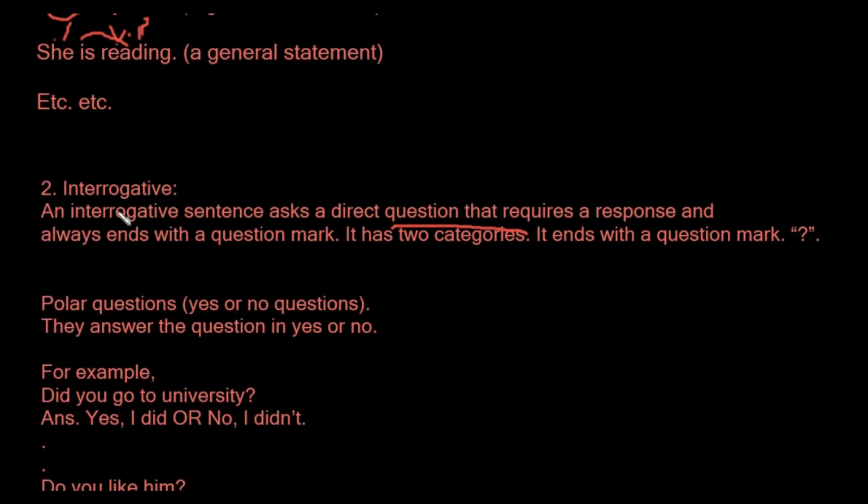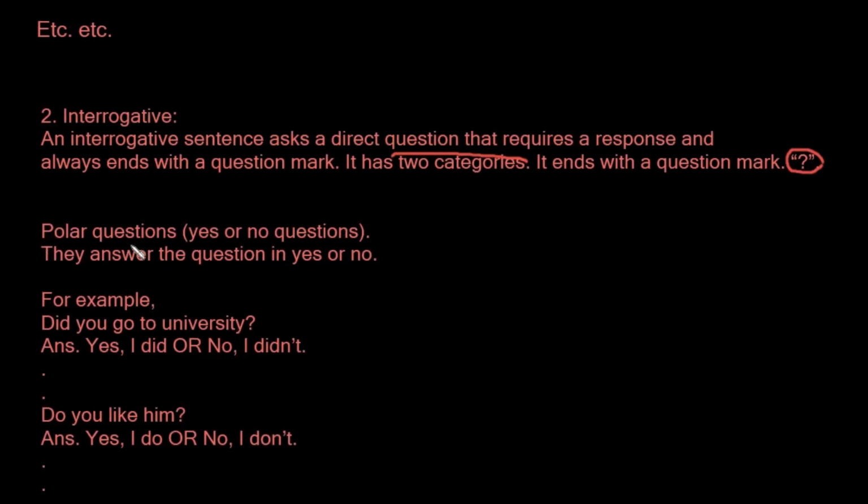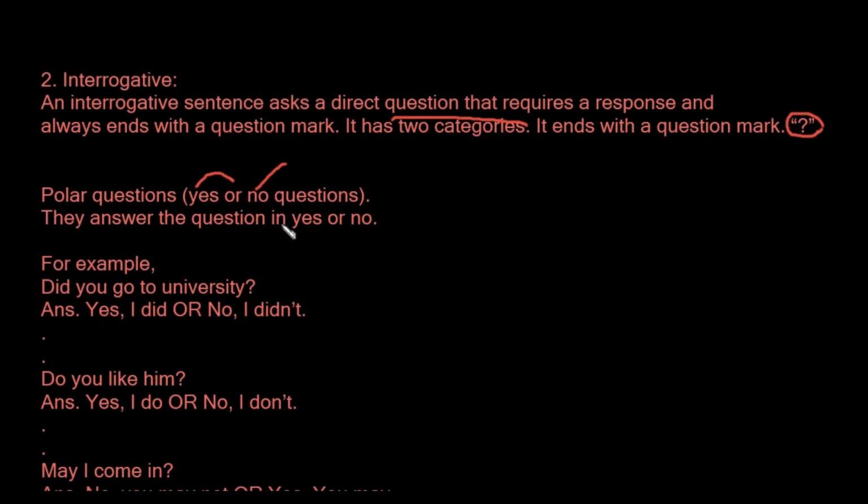So we use interrogative sentences, and it will end with, sorry, not with a full stop, it will end with a question mark. Okay, the interrogative sentences will end with a question mark. Okay, so the first one we have polar questions, and the polar questions are also called the yes and no questions, like I said before. Okay, so they answer the question in yes or no.